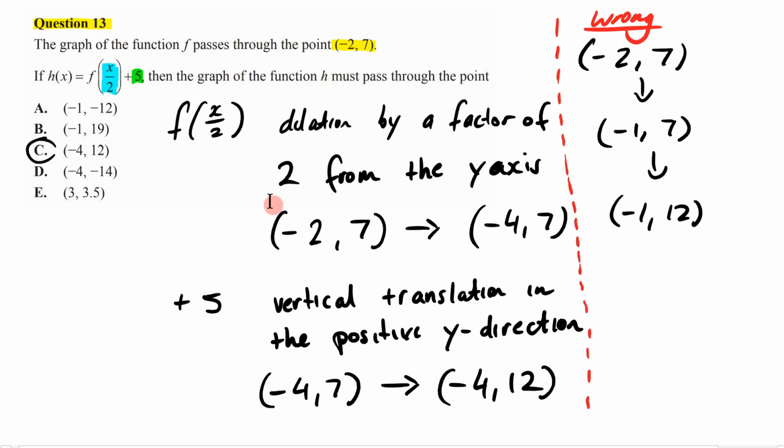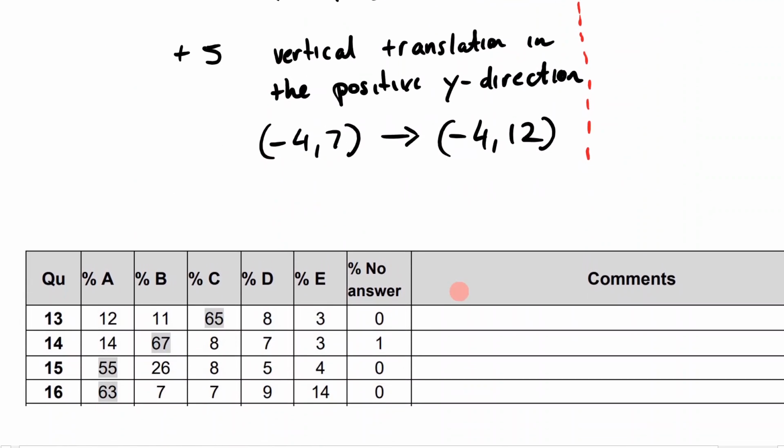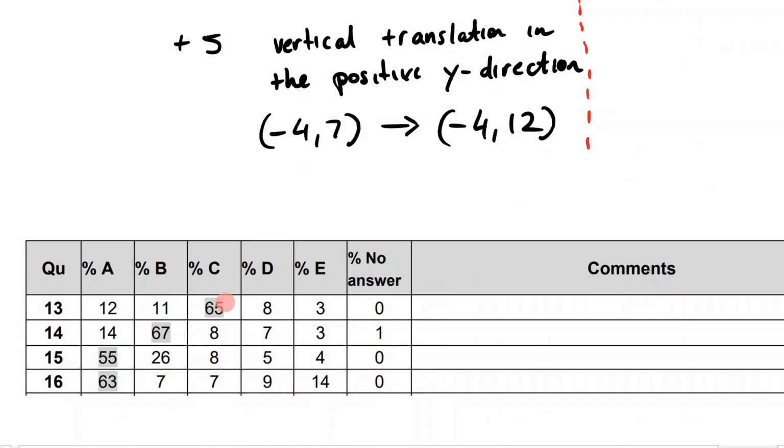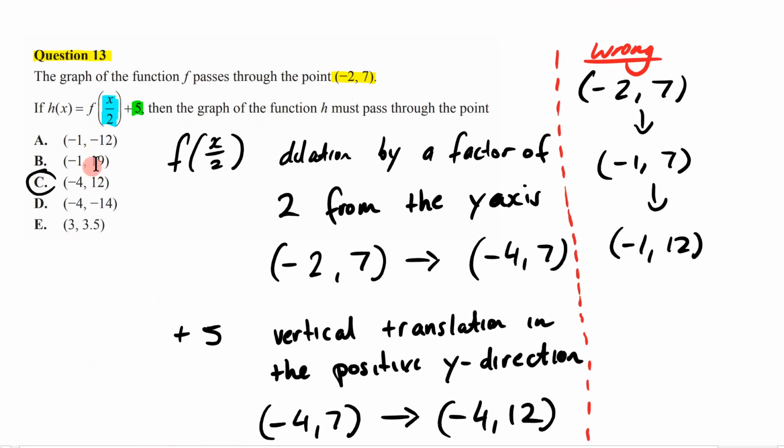If we look at the breakdown of how people went, I think this hypothesis comes true. For C, the correct answer, 65% of people got it correct. But as you can also see here, 12% of people went with A, and 11% of people went with B. And I think the reason for that, which is higher than D or E, is that they saw this -1, and that's what they thought was happening here, because they thought this was a dilation by a factor of a half from the y-axis instead of 2.